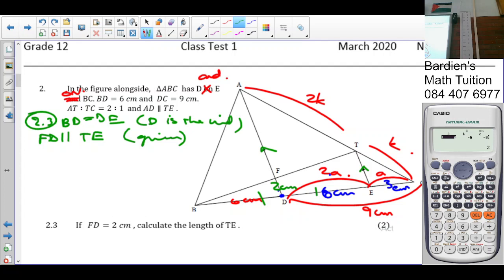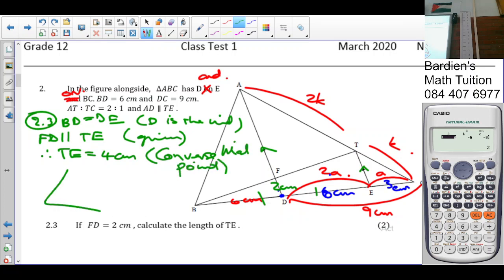So we can conclude therefore TE is twice FD, which is 4 centimeters. Why? Because it's the converse to the midpoint theorem. You can't just say midpoint. If it was given like this, with that being equal and that being equal, then this is twice that and that lines are parallel, midpoint theorem.